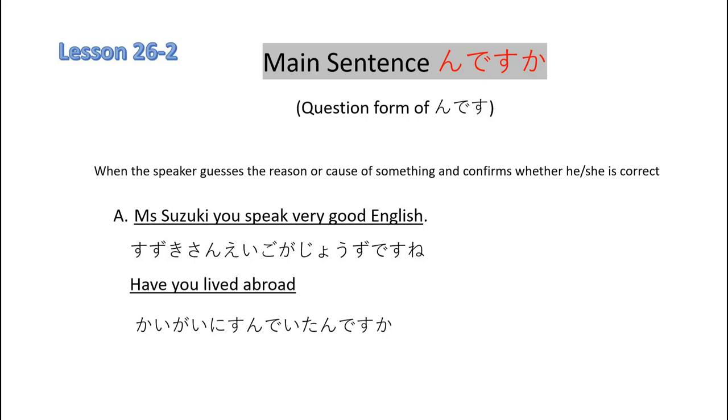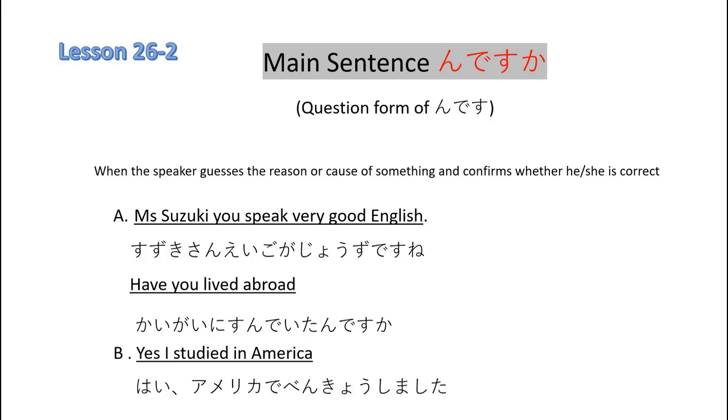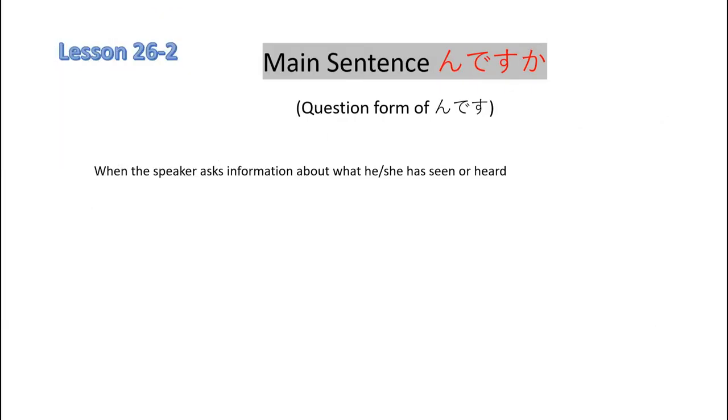Now the answer from B will be, yes, I studied in America. "Hai, America de benkyou shimashita." So here the speaker is guessing the reason and he wants to confirm whether his reason is correct or not. So in this we use the question form of n desu, which is n desu ka.